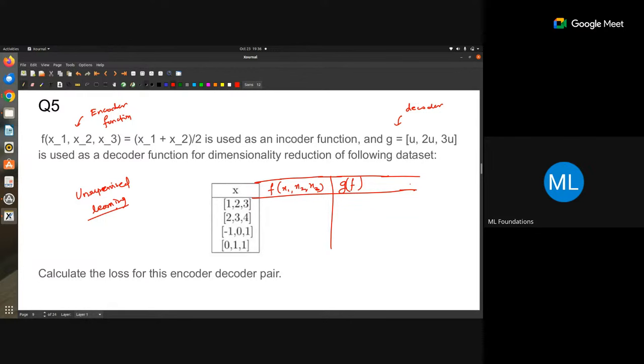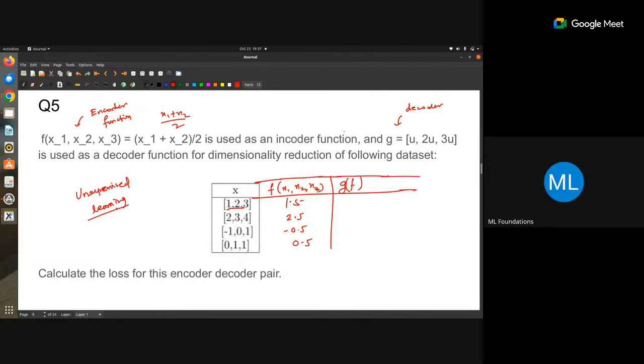Okay, so let's solve it. So f of x1, x2, x3 is what? X1 plus x2 by 2. So here it is. 1 plus 2 by 2 is what? 1.5. Right. Here 2.5. Minus 0.5. Plus 0.5. Okay.